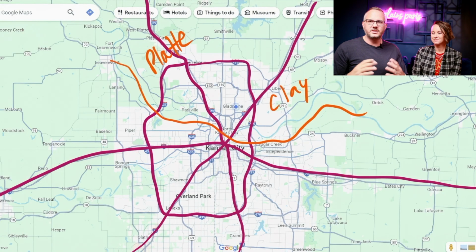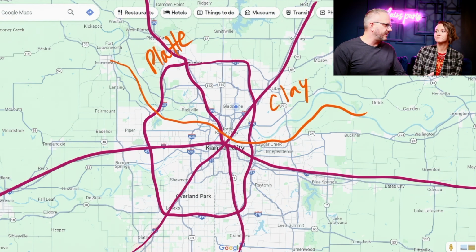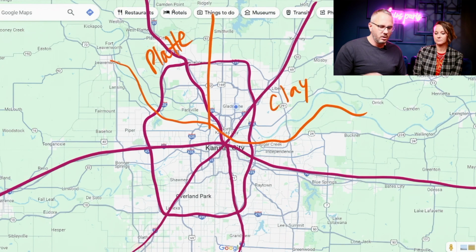Platte and Clay County. Now, I would tell somebody Platte and Clay are going to be very similar. You really wouldn't notice whether you lived on one side of that line, which is about here, or not. It's not that important. So that's what we would call the Northland, north of the river.